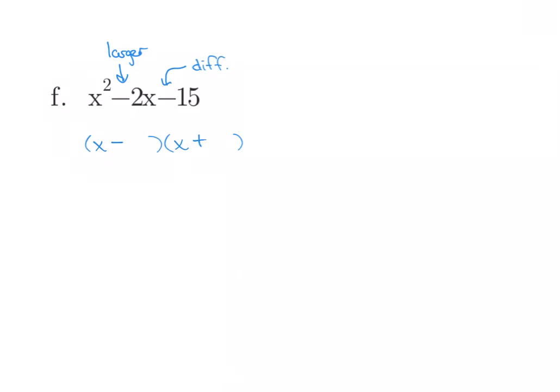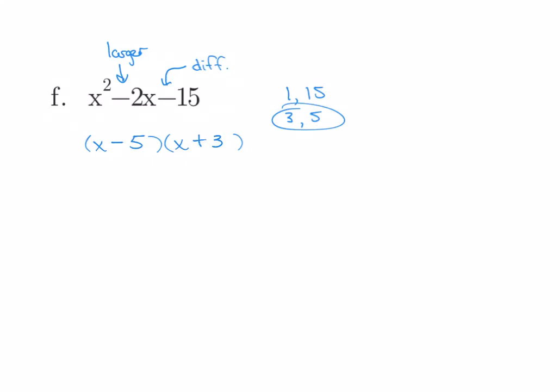All right, let's see here. What multiplies to 15? We get 1 and 15, 3 and 5. Since they have different signs, we want numbers that subtract to 2. We want the 3 and the 5. So I wanted my larger number to be negative, so I'm going to put x minus 5 and x plus 3.